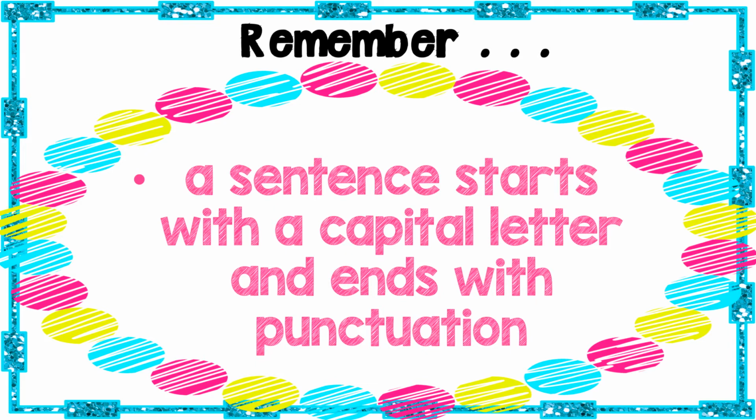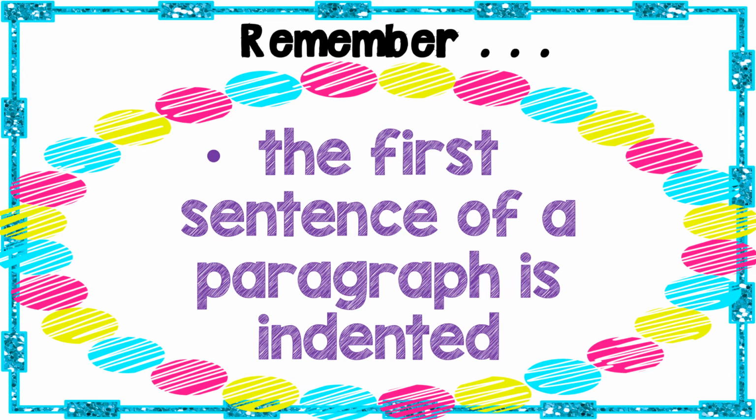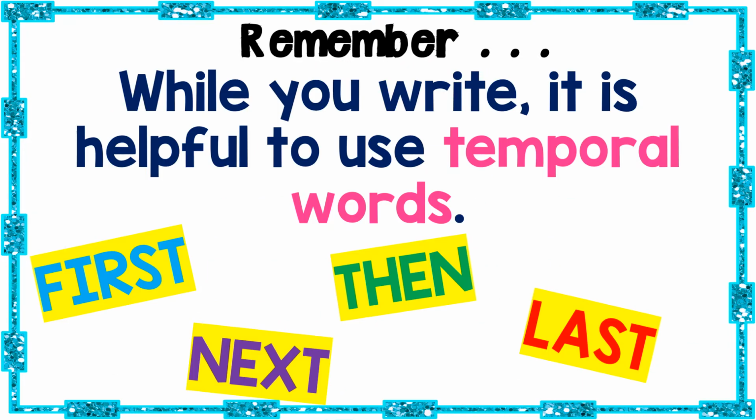Remember, a sentence always starts with a capital letter and a sentence ends with an end mark. The first sentence of a paragraph is indented. So when we edit tomorrow, we're going to make sure when we rewrite it into a paragraph, we indent the first sentence. When you write, you can use these temporal sequence words: first, then, next, last. They help the reader go with the flow and understand what's happening and when it's happening.